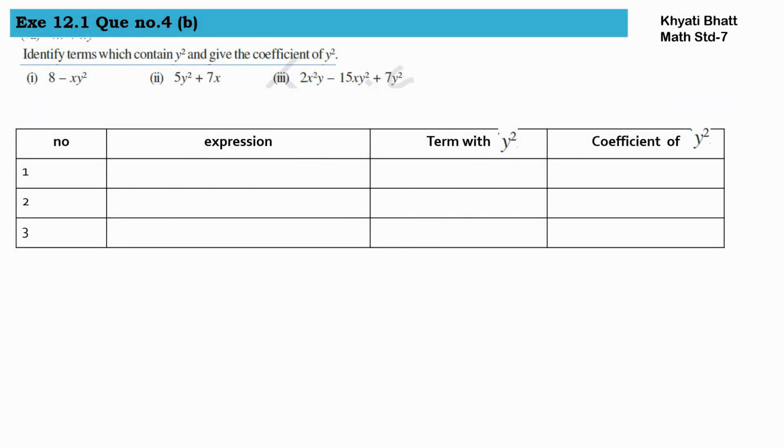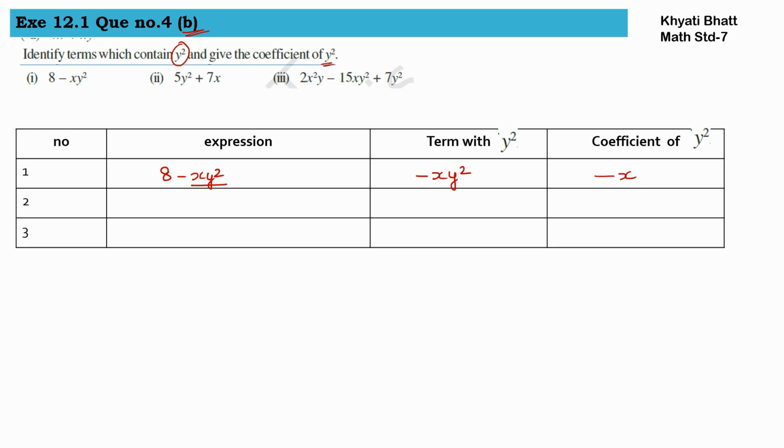Exercise 12.1, question number 4b. Identify the terms which contain y square and give the coefficient of y square. So first, 8 minus xy square. This is an algebraic expression. Now the term with y square is the second term, xy square, and that too along with the negative sign, minus xy square. Now the coefficient of y square is minus x.